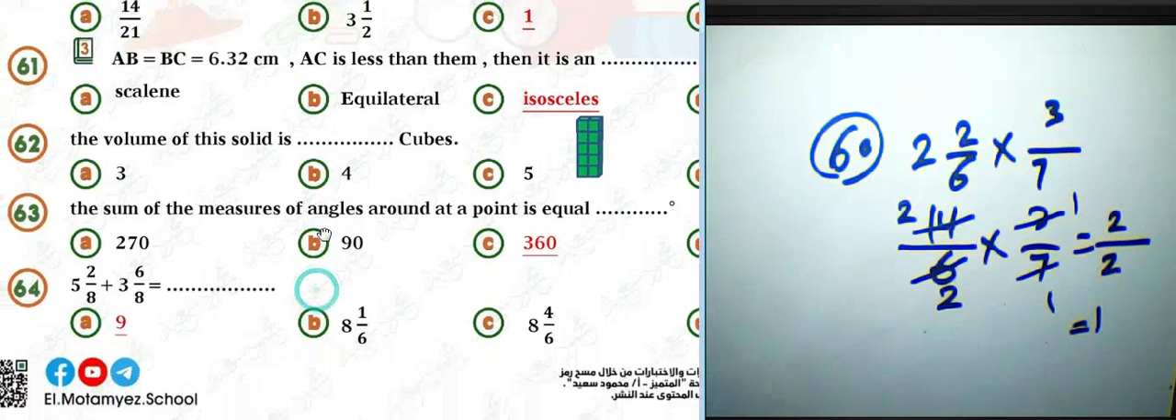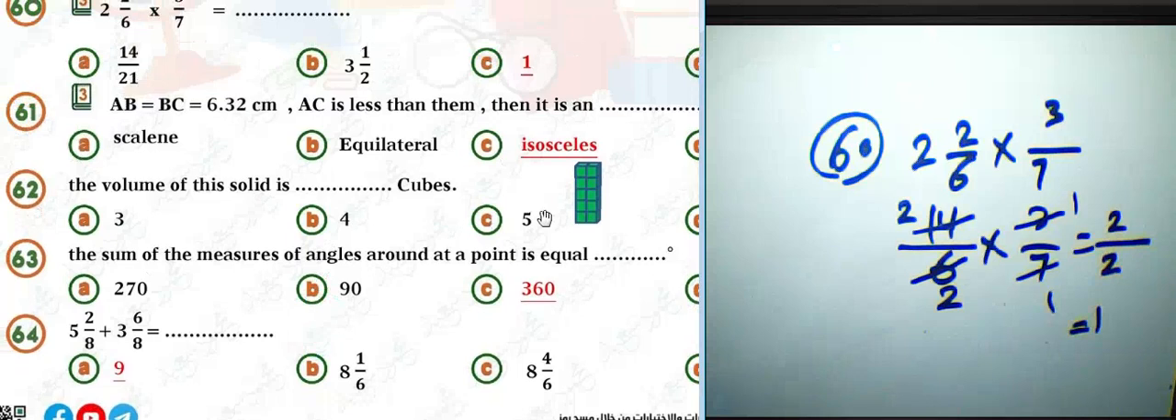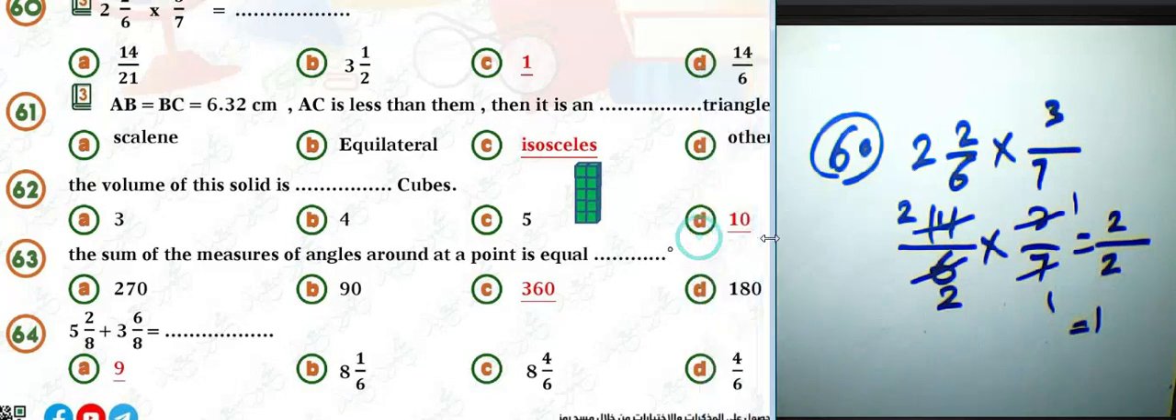Okay. Question 62. The volume of this solid is blank cube. We can count them. How many cubes here? 1, 2, 3, 4, 5, 6, 7, 8, 9, 10. Okay. So the volume of this solid is 10.